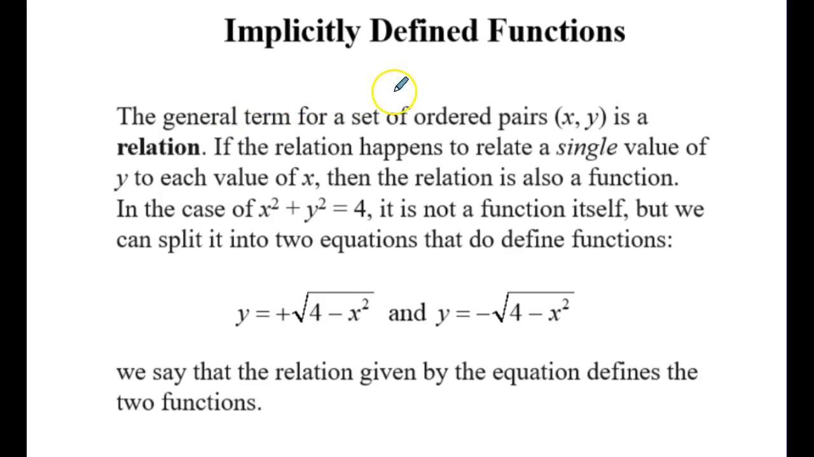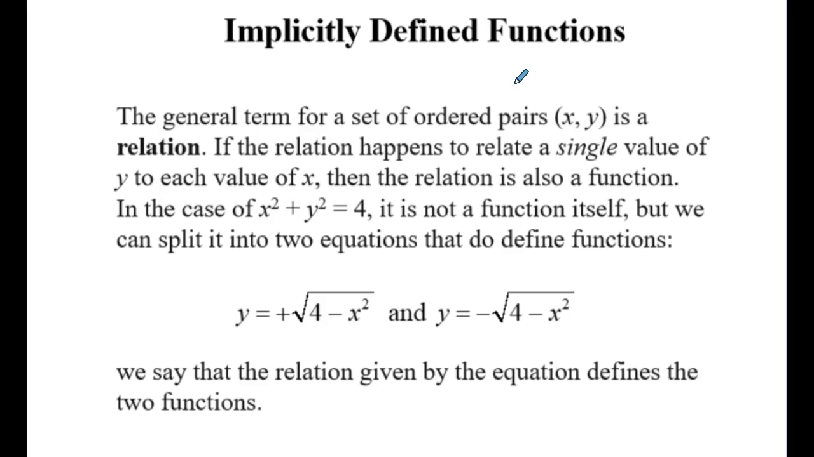Okay, so the general term for a set of ordered pairs x and y is a relation. If the relation happens to relate a single value of y to each value of x, then the relation is also a function. Okay, it would pass if we plotted those points where they meet that condition. We could use the vertical line test to show that that relation is a function.